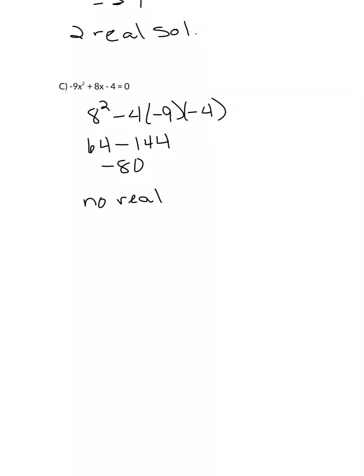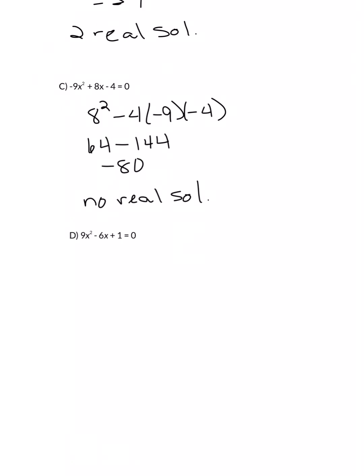On example C, b squared is going to be 8 squared minus 4 times a of negative 9 times c of negative 4. 8 squared is 64. Negative 4 times negative 9 is positive 36 times negative 4 gives me negative 144. Do that subtraction, you get negative 80. The value of the discriminant is negative 80. Because it is negative, there are no real solutions.